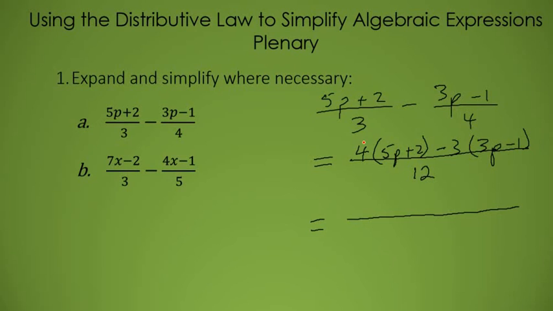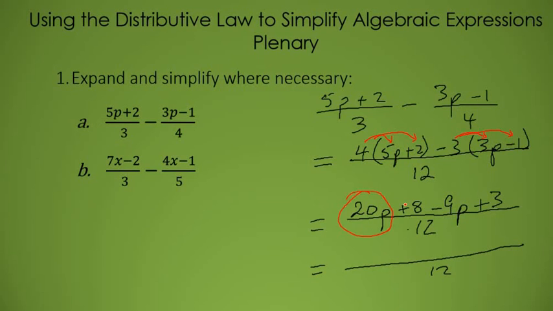So we're now going to use distributive property. 4 times 5p will give us 20p. 4 times 2 gives us 8. We're also going to use distributive property for the last bracket. The term immediately outside by each term inside by way of multiplication. So negative 3 times 3p, that will be negative 9p. And negative 3 times negative 1, that's positive 3. Put back the 12.